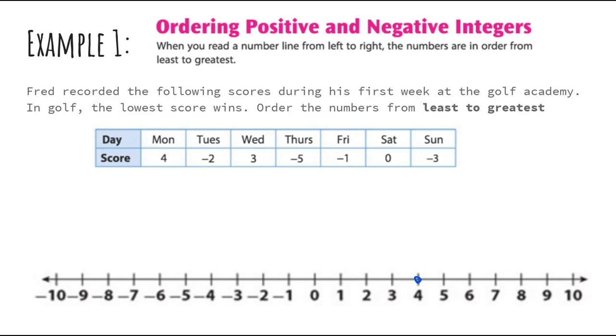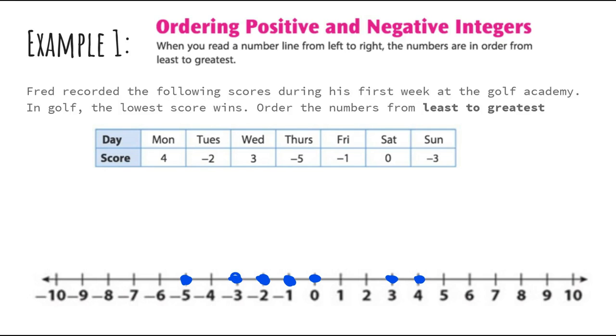I plot a 4 on my number line. Tuesday, he shot a -2, so I plot it on my number line. Wednesday, he shot a 3, so I plot a 3 on my number line. Thursday, a -5. Friday, a -1. Saturday is 0. And Sunday, a -3.